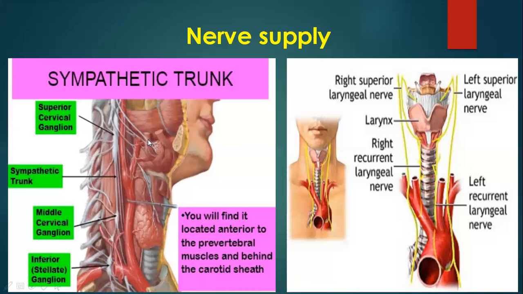Next, coming to the sympathetic nerve fibers. These sympathetic nerve fibers arise from the superior, middle and inferior cervical ganglia of the sympathetic trunk, which supply the thyroid gland.